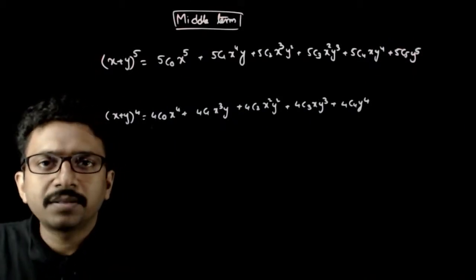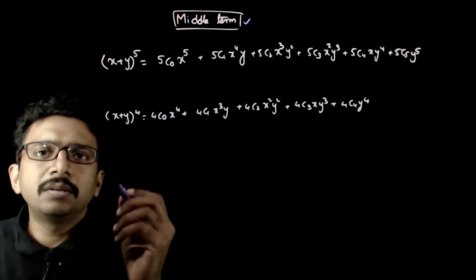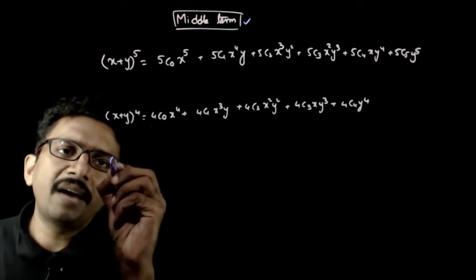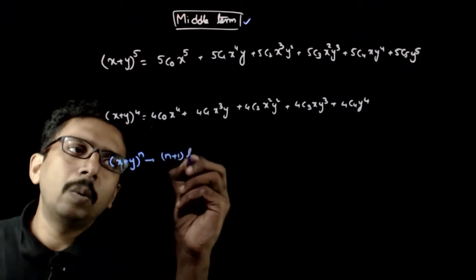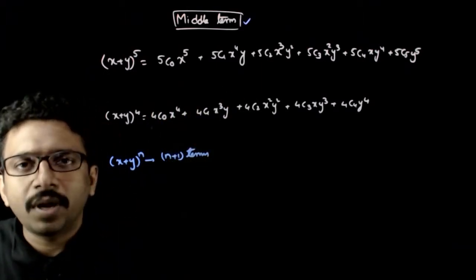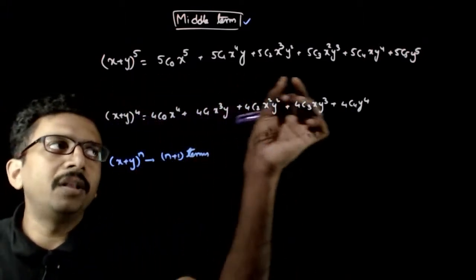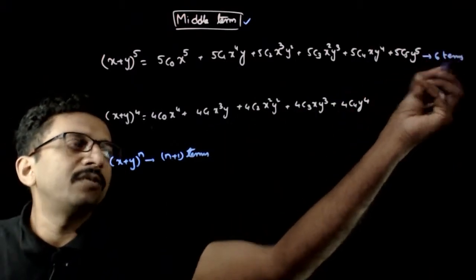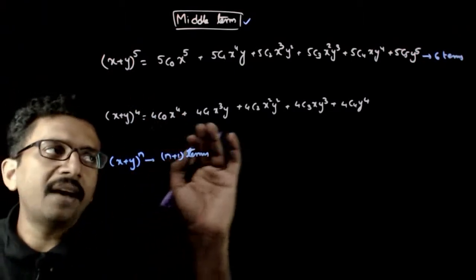So the next topic in this chapter is to find the middle term of an expansion. If you have (x + y)^n, we know that you have n + 1 terms. If I write all these terms one after the other in order, for example (x + y)^5, we know that you have 6 terms. And if you write (x + y)^4, you have 5 terms.